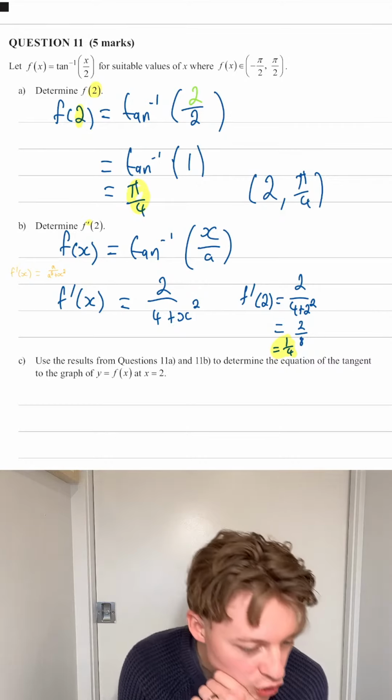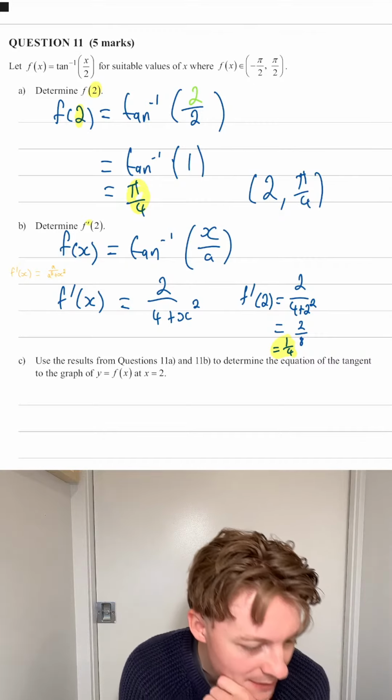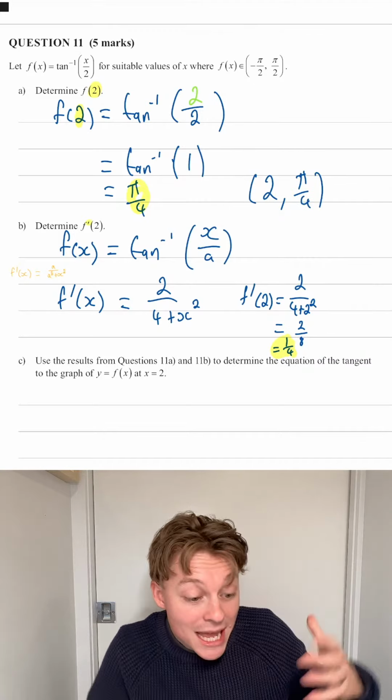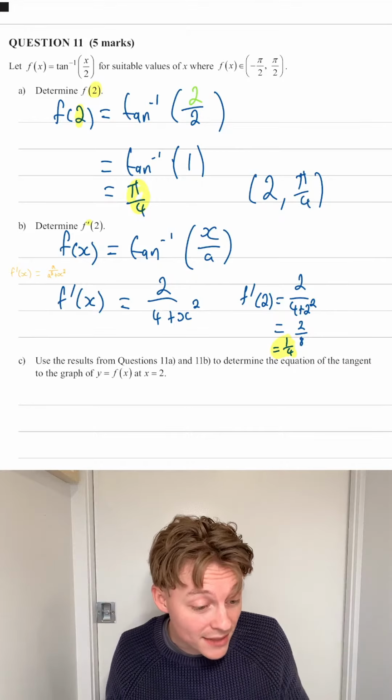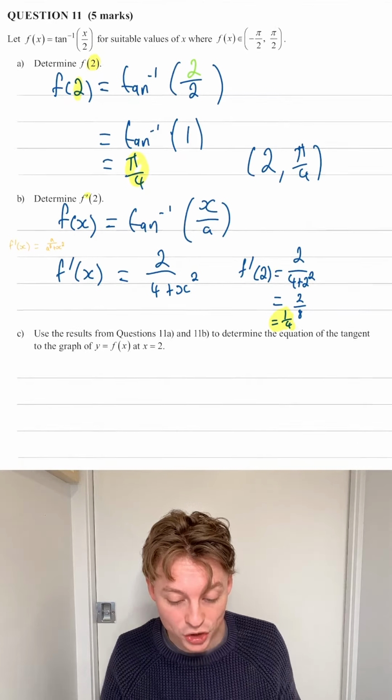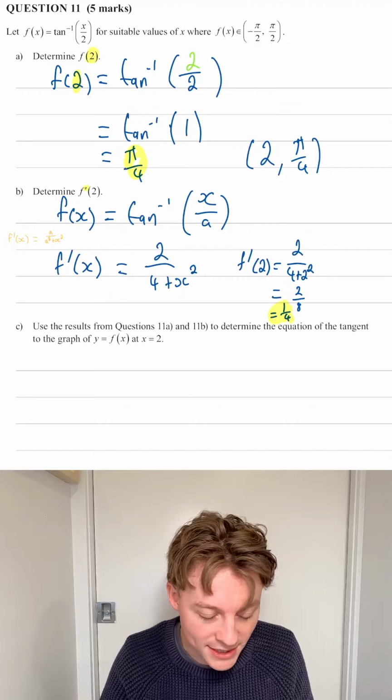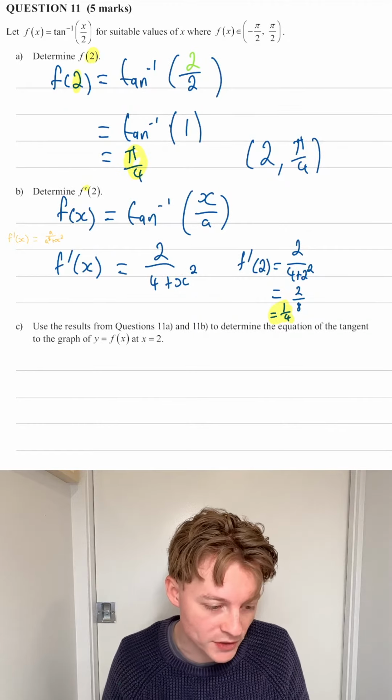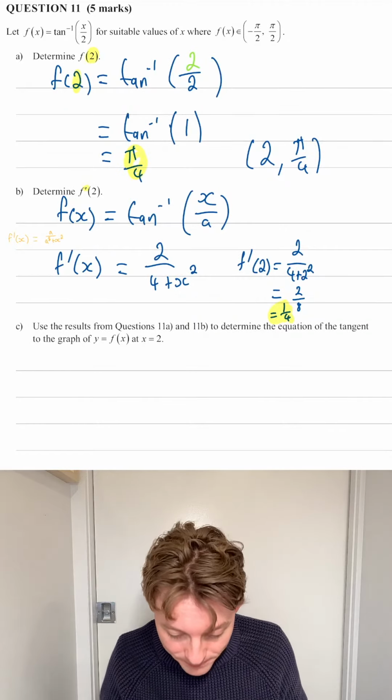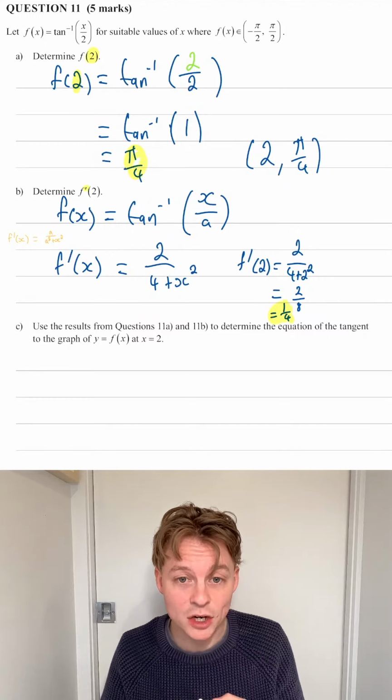If you plug 2 into f dash of x to find the m and then plug 2 into the original function, that's the equation. That's pretty much correct, right? And we've already done that. Like part A and part B, we plug 2 into the original function. You can see there in part A. Part B, we plug 2 into the derivative. So we have our gradient from part B. Part A gives us our coordinate point.